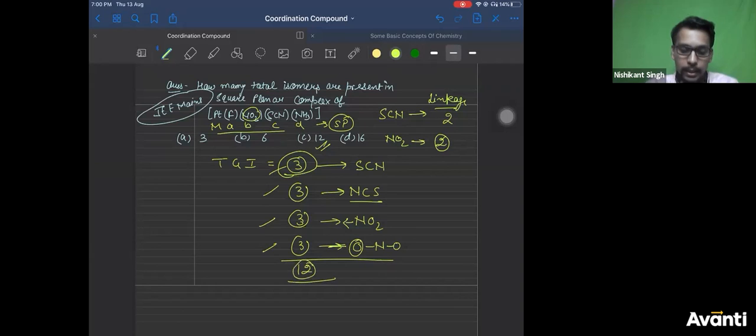Right? Is that clear, Athar? Now you have missed linkage isomers. So total isomers in this case will be 12. Okay? Yes, Pritesh. Is it clear? Chetan, is it clear? This is a very good question. You guys should know it.